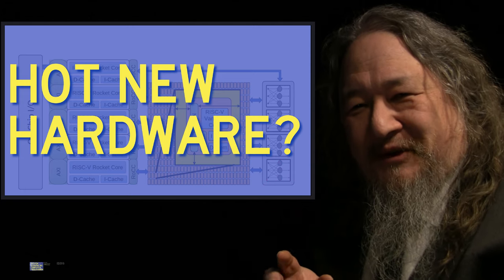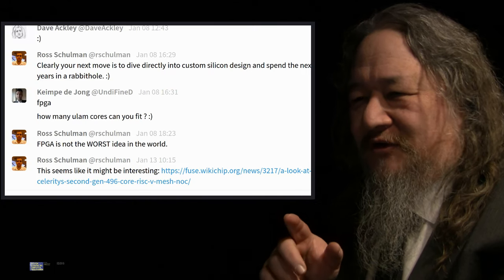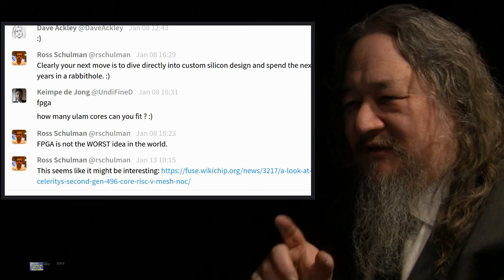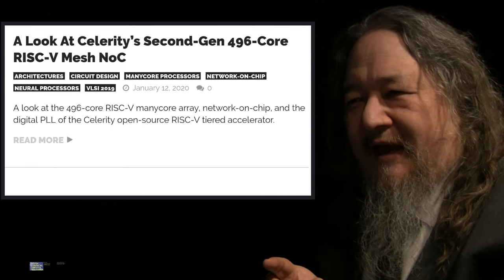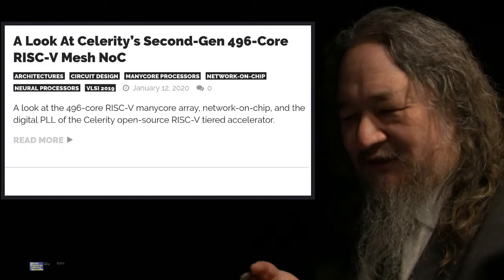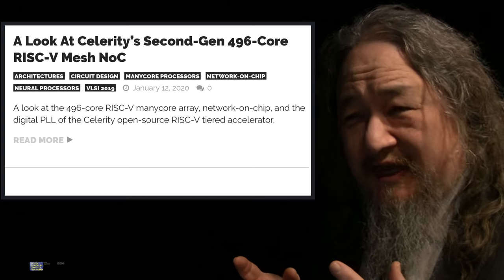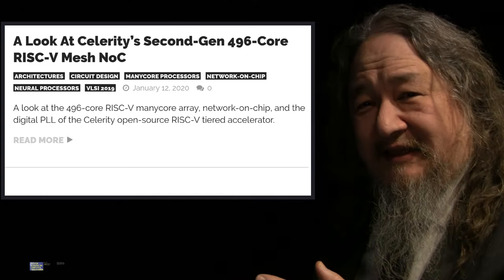Keeping an eye on the world of academic computer hardware, Ross Shulman on the Gitter put a link to this Celerity network on chip. I took a look at it: 496 cores, arranged in a 2D grid. They have nearest neighbor connection as well as routing abilities. There's a lot to like about this thing.